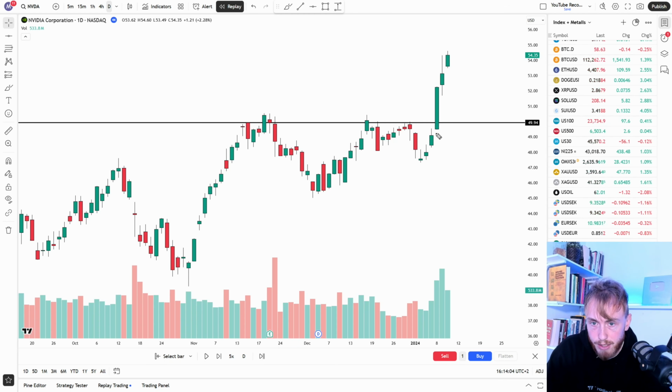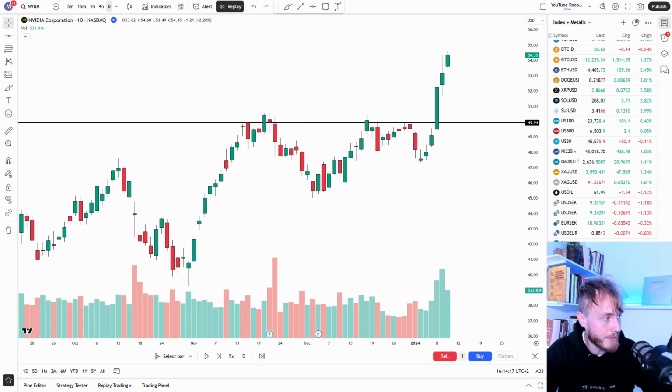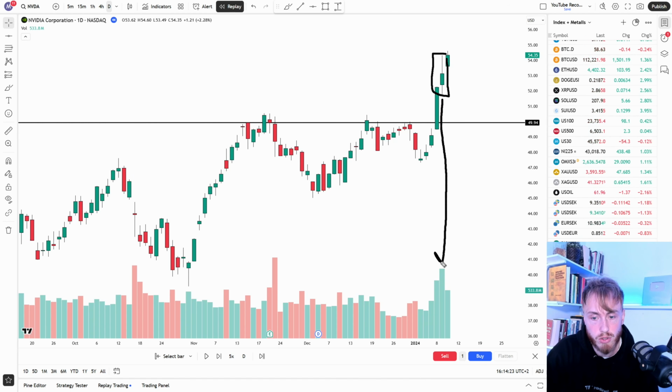Also, if we look down here to the volume, you can see that right here, the volume bar is much higher than all of the previous bars. And remember from earlier in the video, that is a good sign. Yet another good sign with this breakout is that yes, the next candle was also green, but here we had also tons of volume.